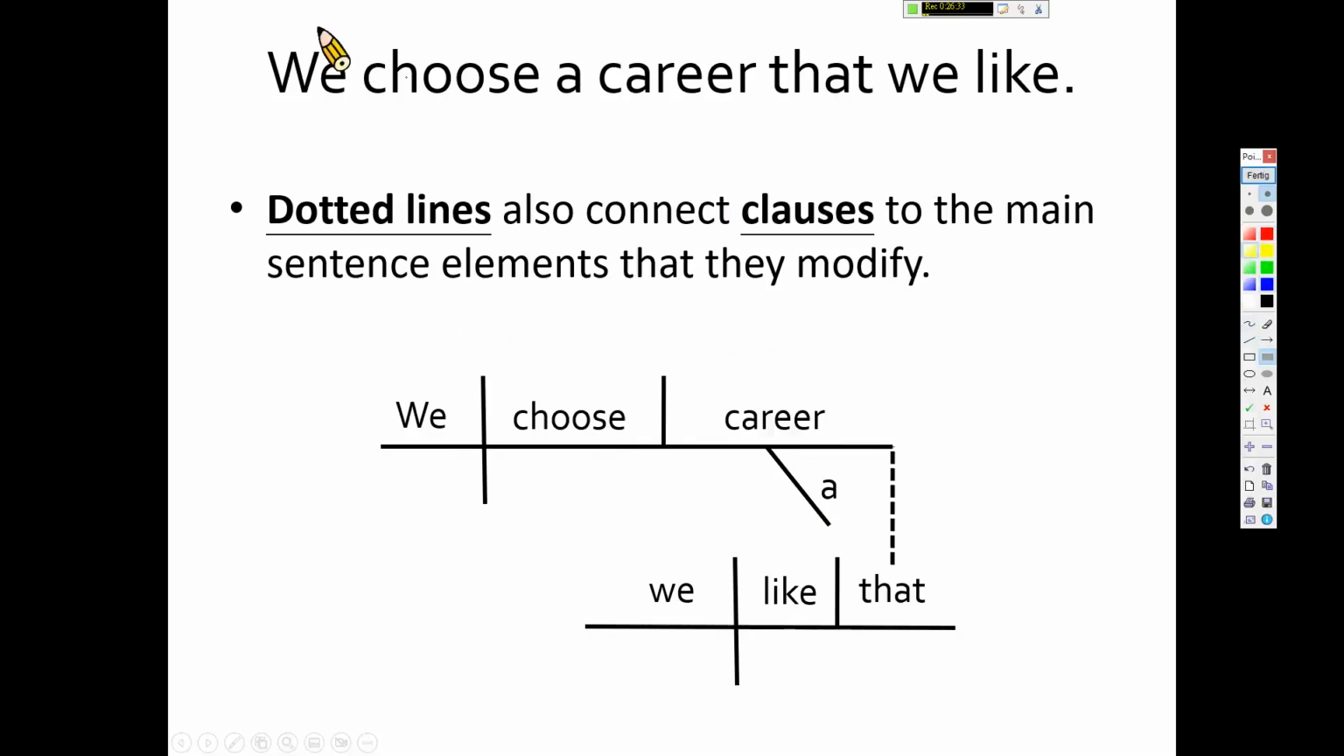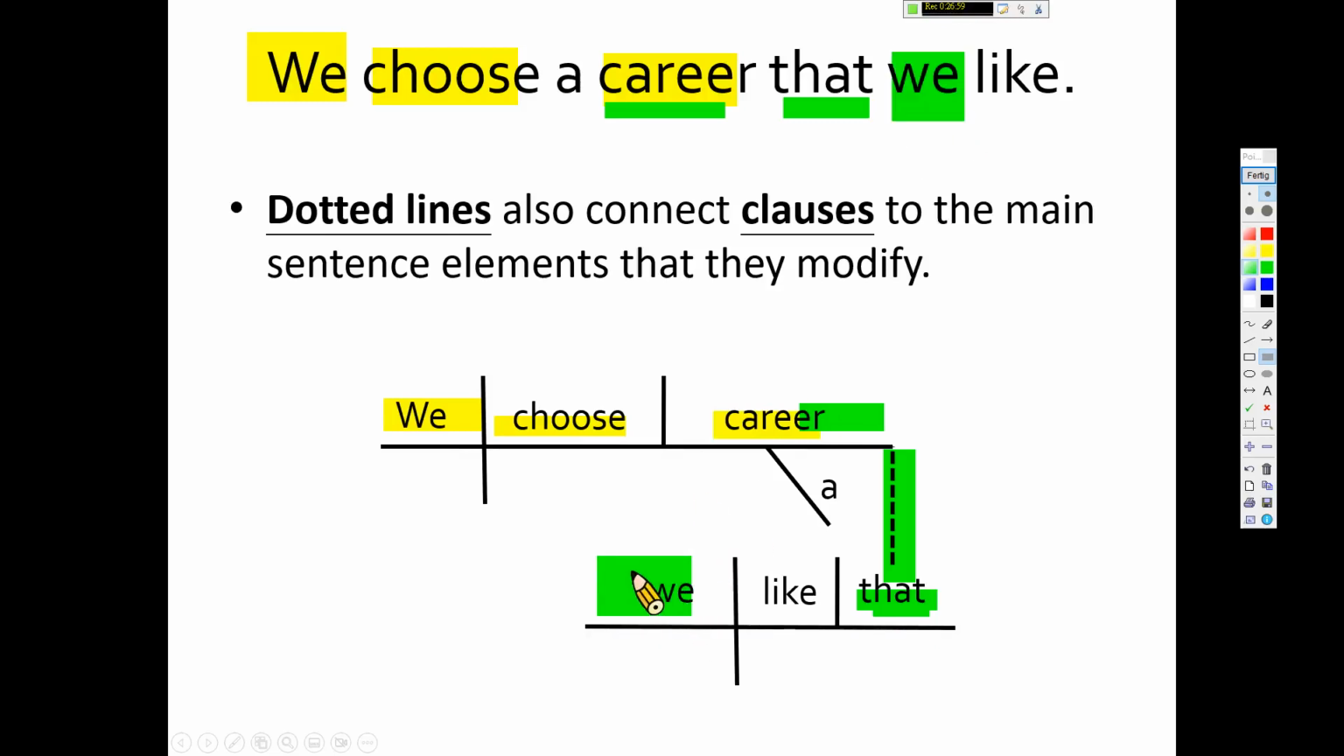Okay, so let me say that one more time. The structure is very simple. We choose career, so we put it over here. And we know that is equal to career. So we use a dotted line to connect that with career. But that is the object of the adjective clause. So we, here, is the subject for the adjective clause, and like is the verb, and that is the object. So we put it over here.